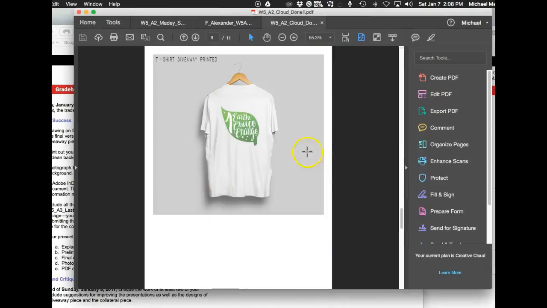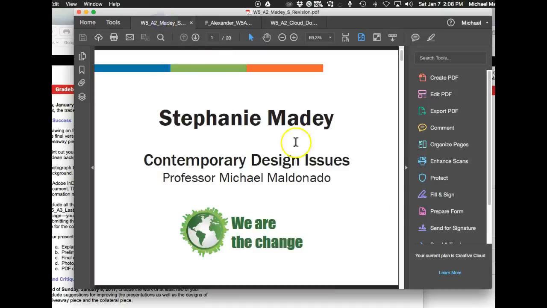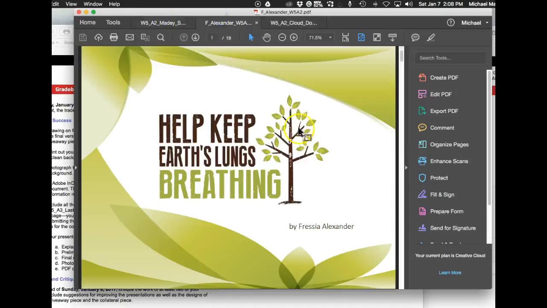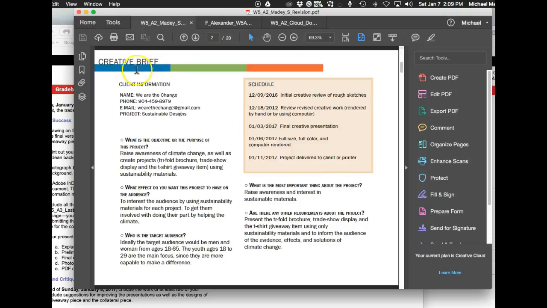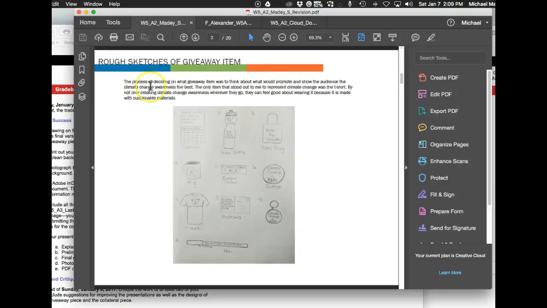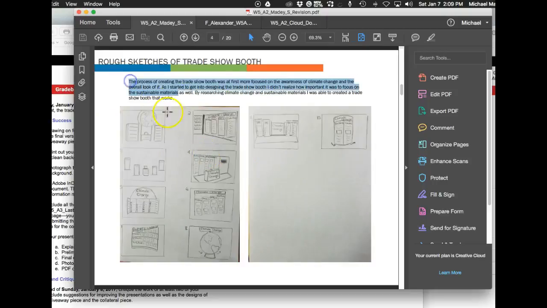You know what? Let me just show you an example. I've got two examples here, two of your classmates, Stephanie and Fresha. These are both outstanding presentations. These would definitely warrant a work. And take a look at the creative brief. Note the 2-column spread, good, nice adherence to the grid. Next page stays the same. Nice, good descriptions for everything, including sketches.